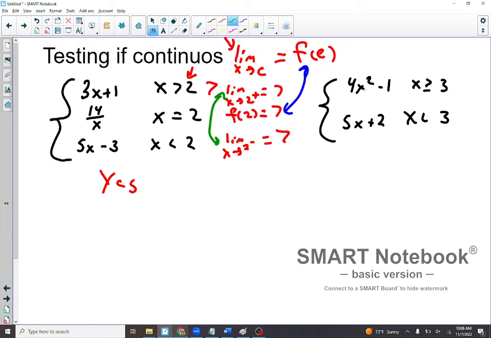So the 3 here, 3 squared is 9. 9 times 4 is 36. Minus 1 is 35. Over here, 3 times 5 is 15, plus 2 is 17. These do not match at all. So this is no. This is not continuous at 3.